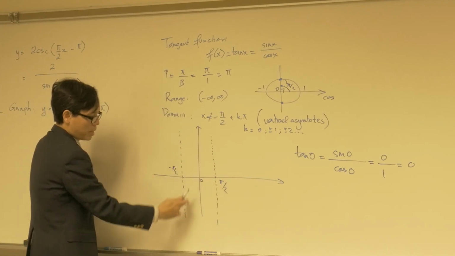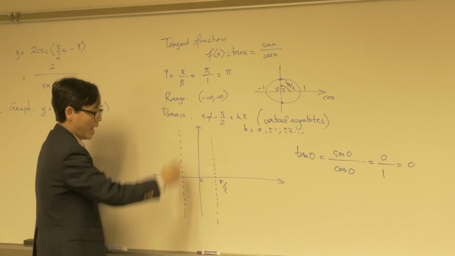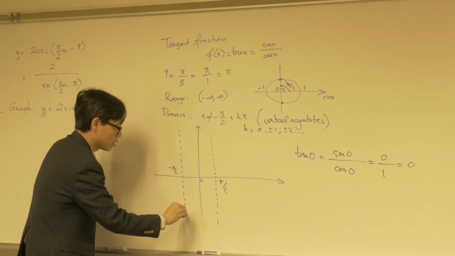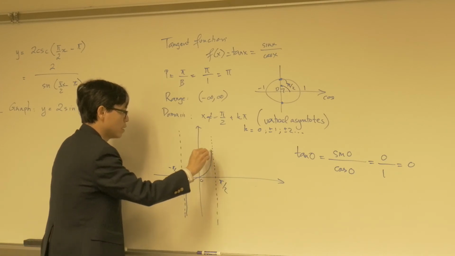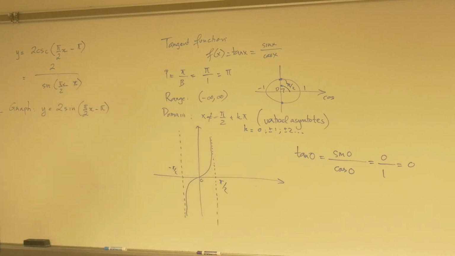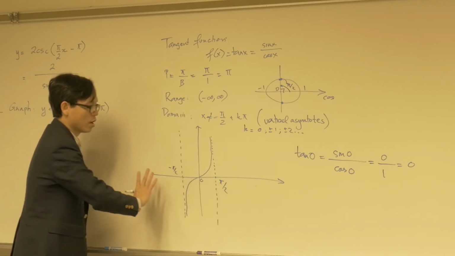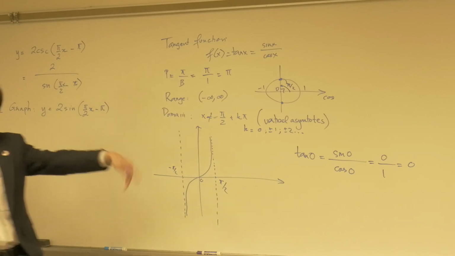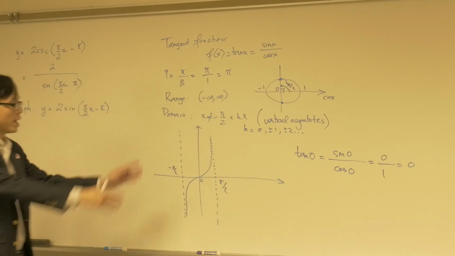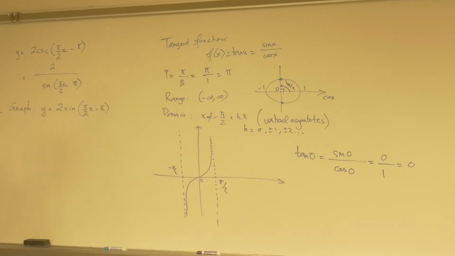And because negative pi over 2 and pi over 2 are the vertical asymptotes, we cannot cross them, so it's going to look something like this. There you go. So my graph over here just displays one period, which is pi, between negative pi over 2 and pi over 2. Of course, we're going to have a lot more.